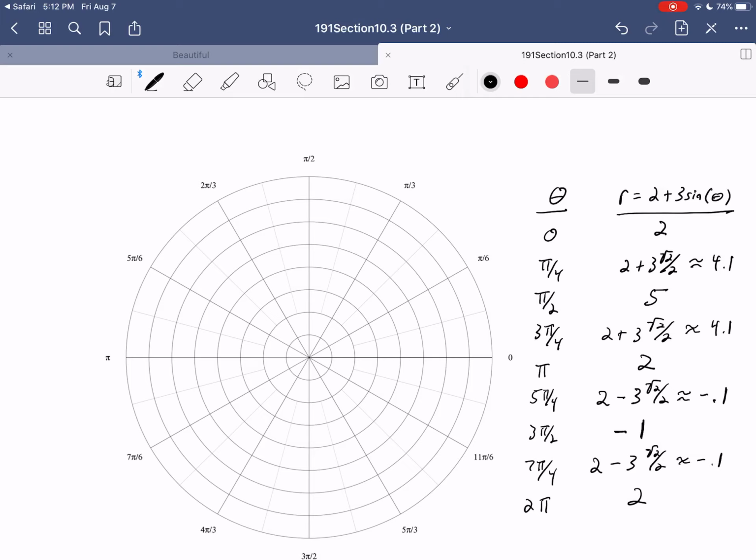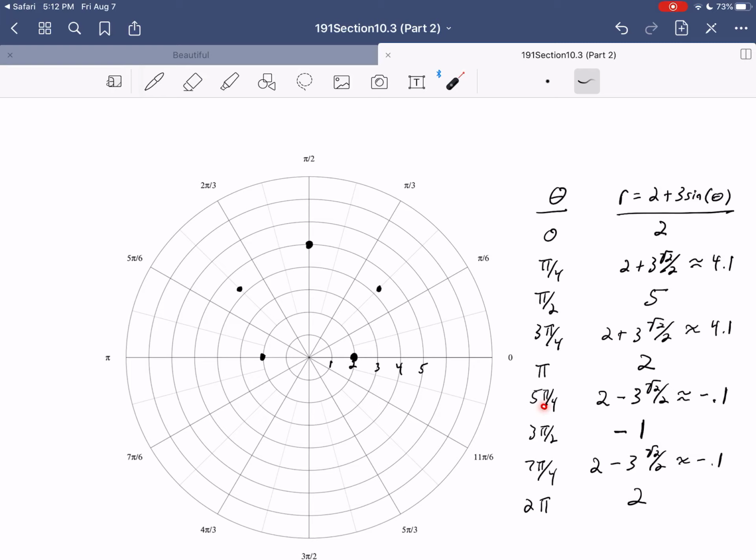So let's draw this out. When we have 0 and 2, if we label here 1, 2, 3, 4, 5, we should start here. Then at pi over 4, going this way, we should be at 4.1, which puts us right up there. Then at pi over 2, we should be at 5, so right there. Then at 3 pi over 4, we should be at 4.1, so if we follow this along, we should be right about there. And then at pi, we have 2, which puts us right here.